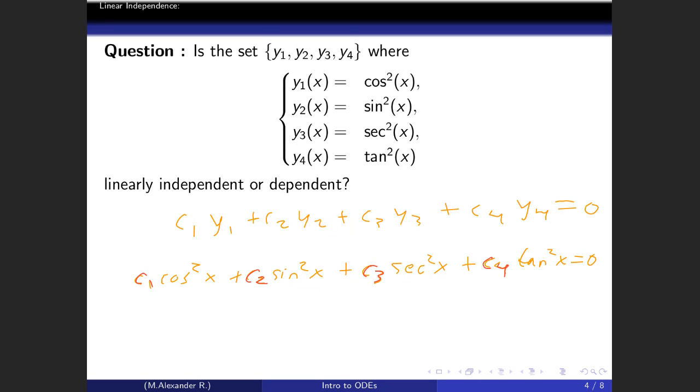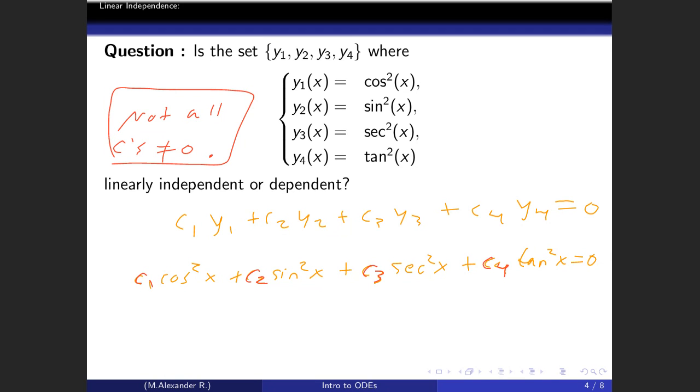But the catch is this: not all c's equal to 0. Can you choose c1, c2, c3, c4 where not all of them are 0? Maybe one of them is 0, maybe 2, but not all of them are 0. Can you choose them such that the entire thing will be equal to 0? The catch is that all the c's cannot be 0. Can you do that?